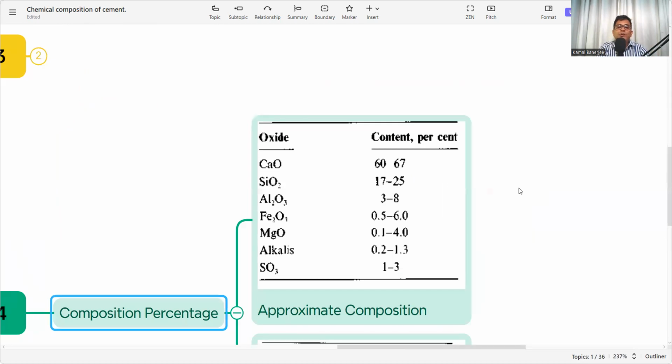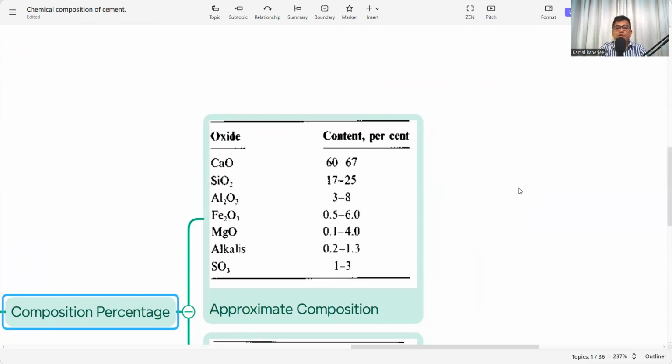First, among the oxides, CaO, calcium oxide, is 60 to 67% in ordinary Portland cement. Then SiO2 is 17 to 25%. Al2O3 is 3 to 8%. Fe2O3 is 0.5 to 6%. MgO is 0.1 to 4%. Alkali is 0.2 to 1.3%, and SO3 is 1 to 3%. These are the oxide percentages.